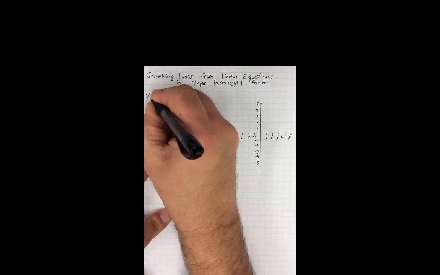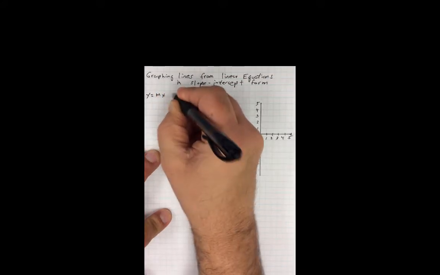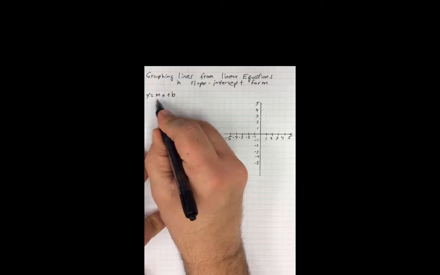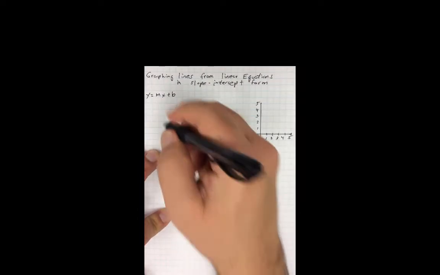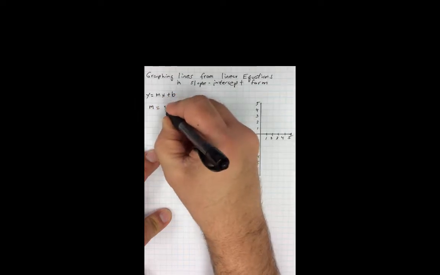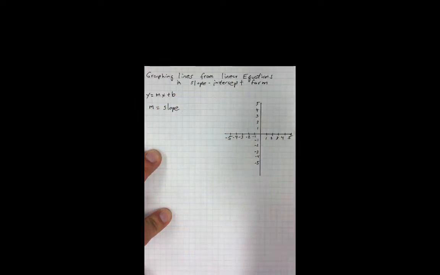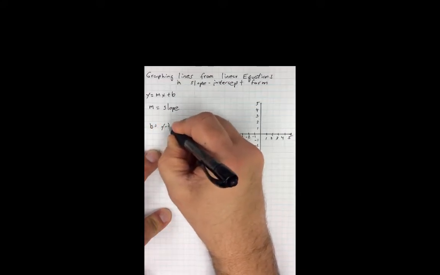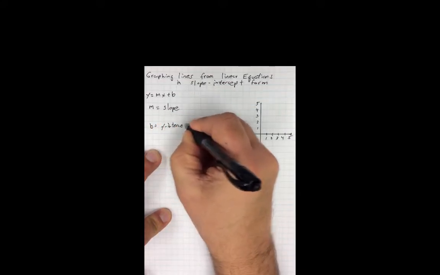Slope-intercept looks like this. It's a form of the equation where you have the variable y, then you have equals, and then you have m times x plus b. And m and b are important numbers. M represents the slope of the line, and b represents the y-intercept. Okay, so let's see what that means.